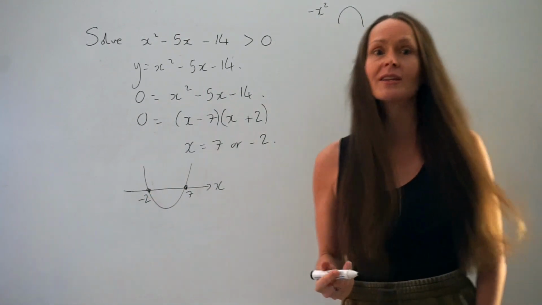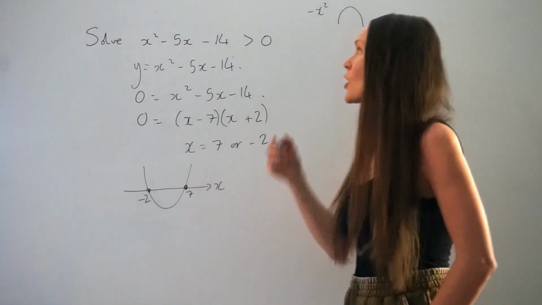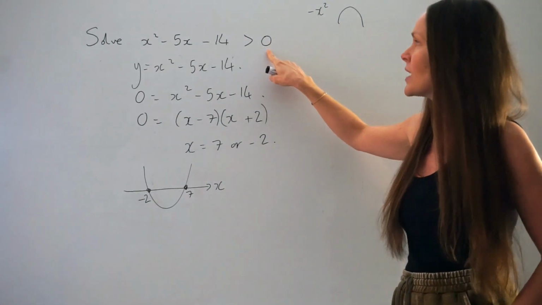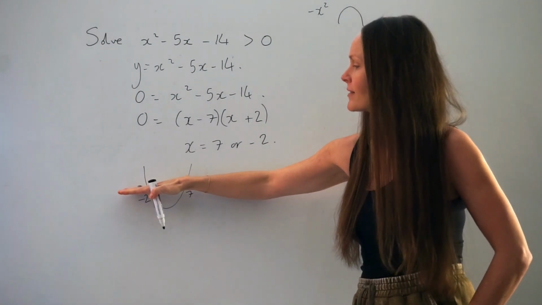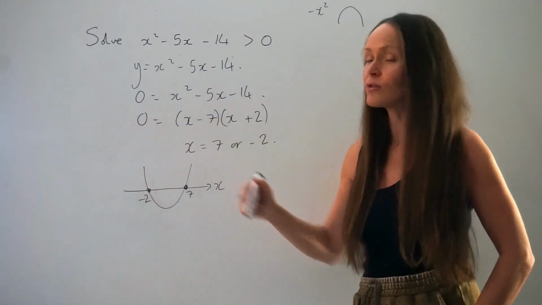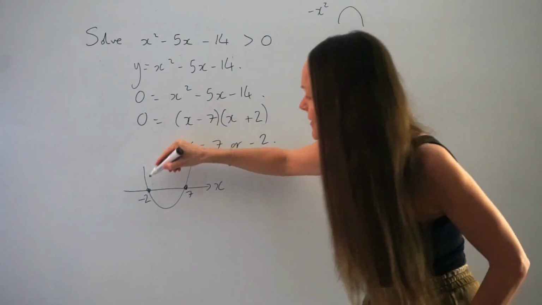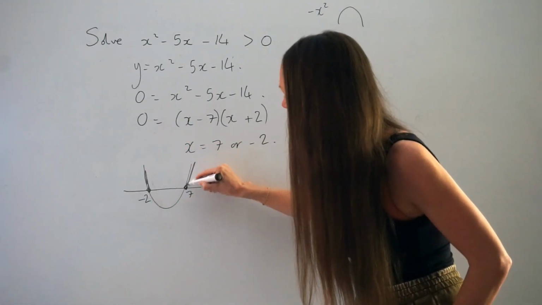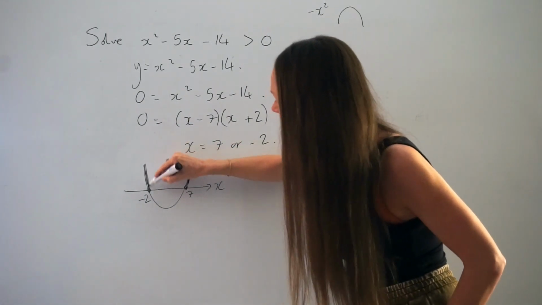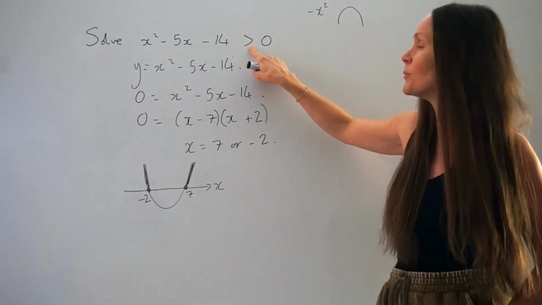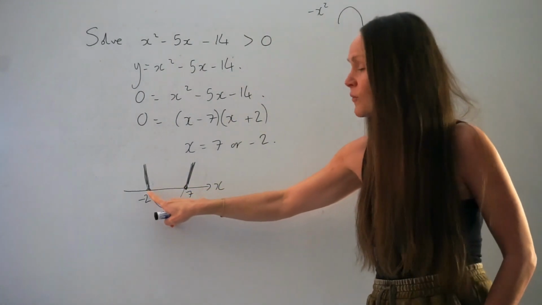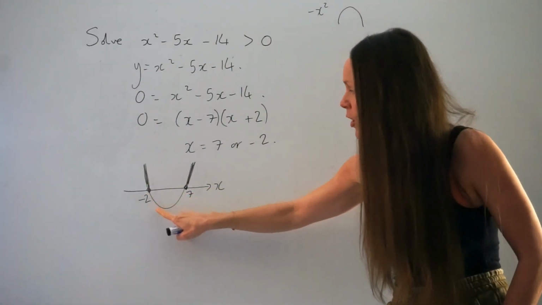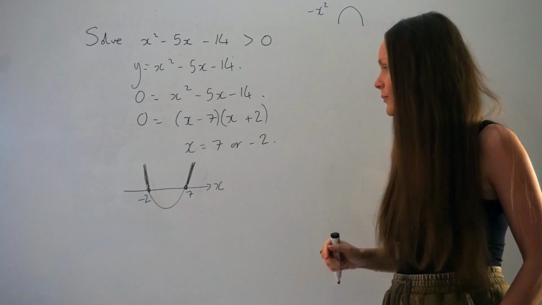Now in the question, it says that the quadratic is greater than 0. So when we look at our graph, we're interested in everything that's greater than 0, so everything above the x-axis, okay? Because that is when y is greater than 0. If it had been the other way around, the inequality, so smaller than 0, we would have been interested in everything below the x-axis instead.